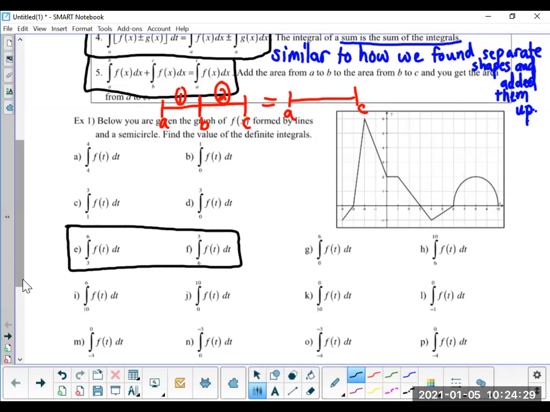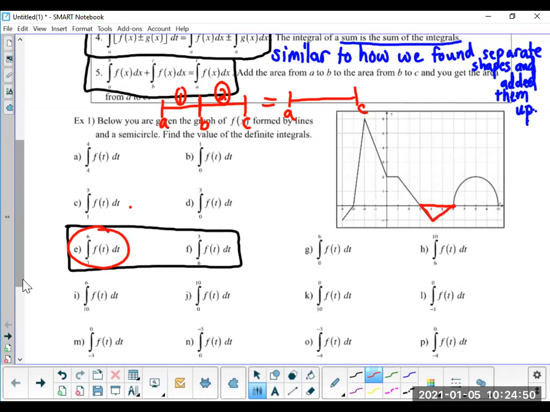E is the definite integral from 3 to 6 of f of t dt. So that is along the x-axis or t-axis, however you want to think about it, from 3 to 6. And then we use that. So that's a triangle, right? Yeah, that's a triangle, okay?